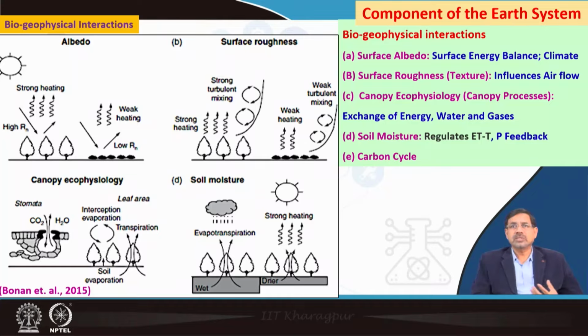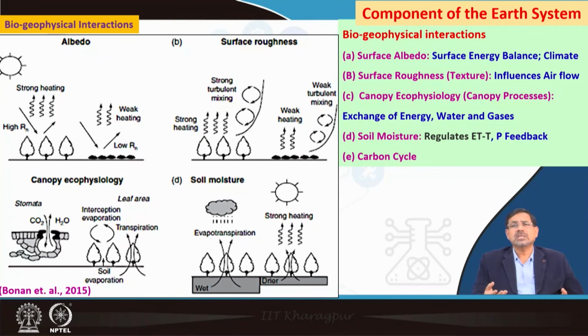Friends, all of us know albedo is the reflectivity property of Earth. It depicts the surface energy balance, and also it regulates and contributes to the climate and climate change. The second one, upper right, talks about the surface roughness. What are the characteristics of the surface roughness? Is it smooth or is it rough? Because it has a lot of repercussions as far as the air flow is concerned.